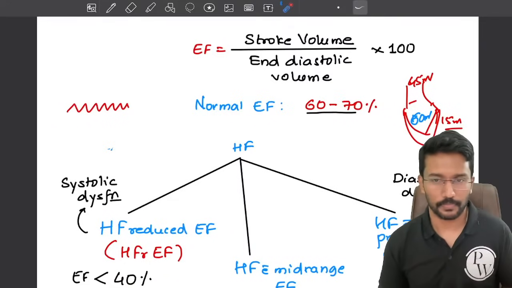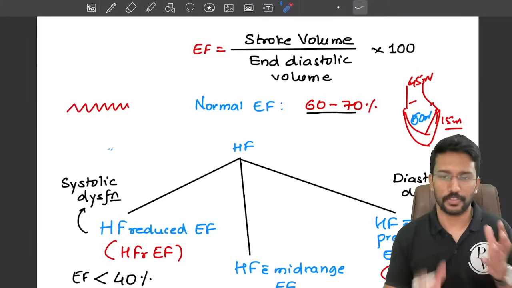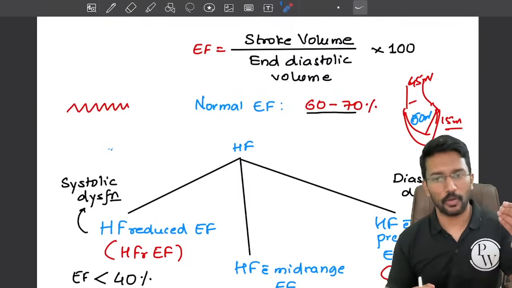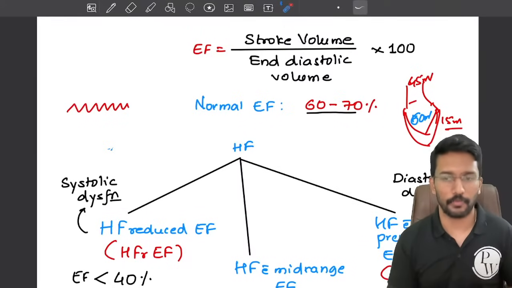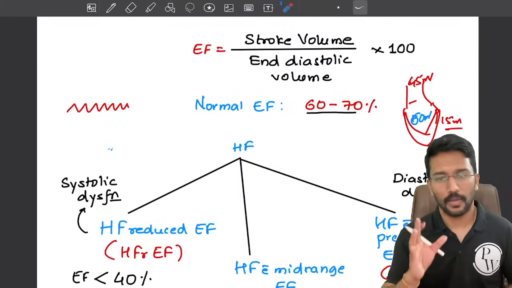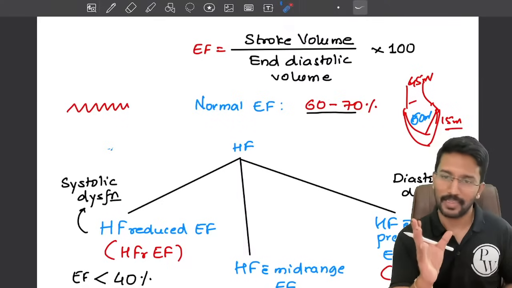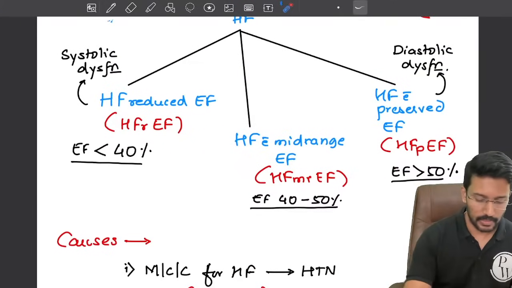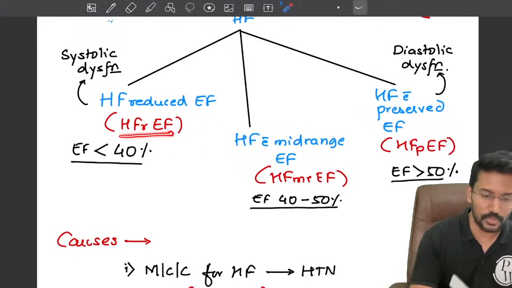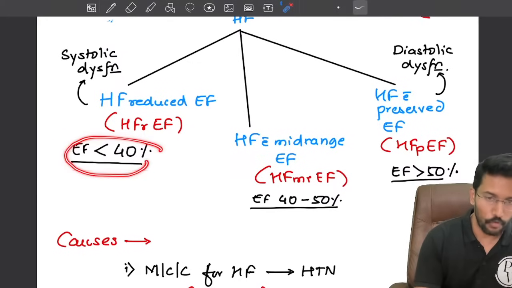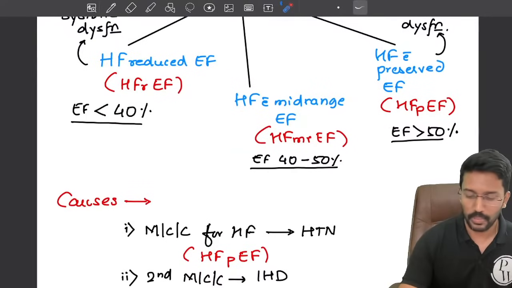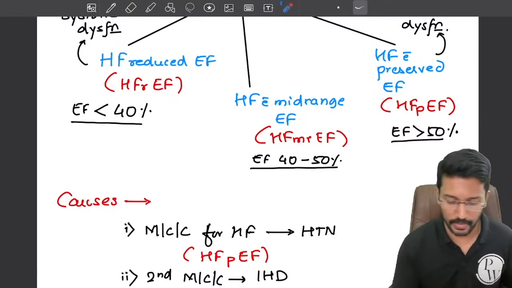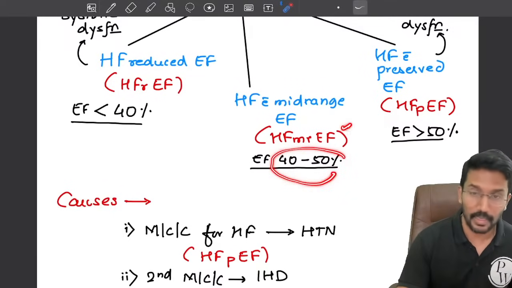Now in heart failure, as I've already told you, the heart has two functions: receive and pump, right? So if pumping is good, ejection fraction will be normal, but if the receiving is not good, it is still heart failure. And if receiving is not a problem but pumping is a problem, in that case the ejection fraction will be low. So based on the ejection fraction, we classify heart failure as heart failure with reduced ejection fraction when EF is less than 40%. And when EF is more than 50%, we call it heart failure with preserved ejection fraction. And when it is between 40 to 50%, we call it mid-range.